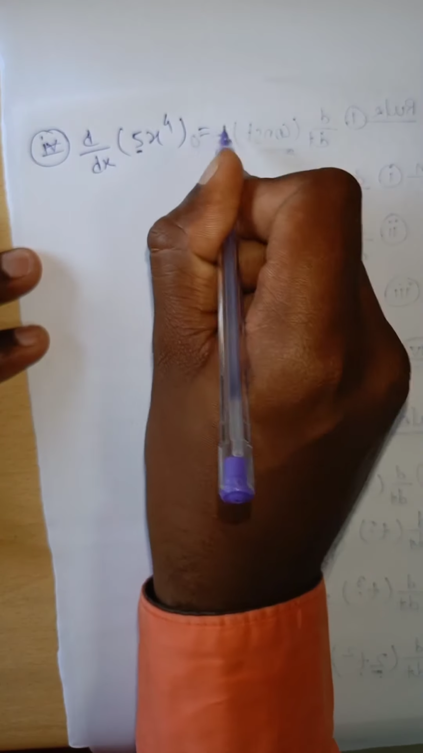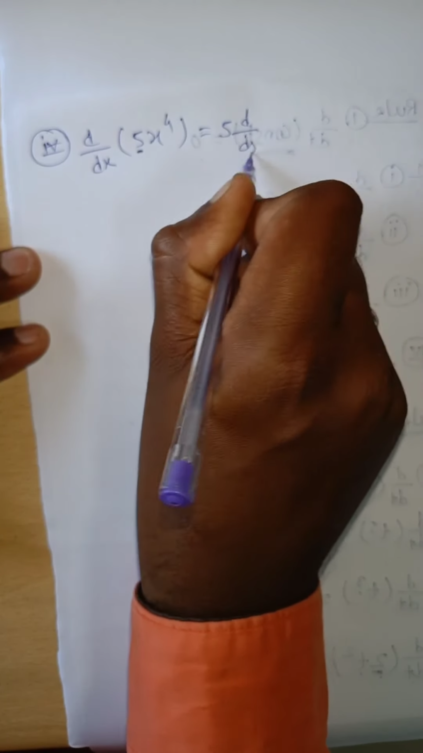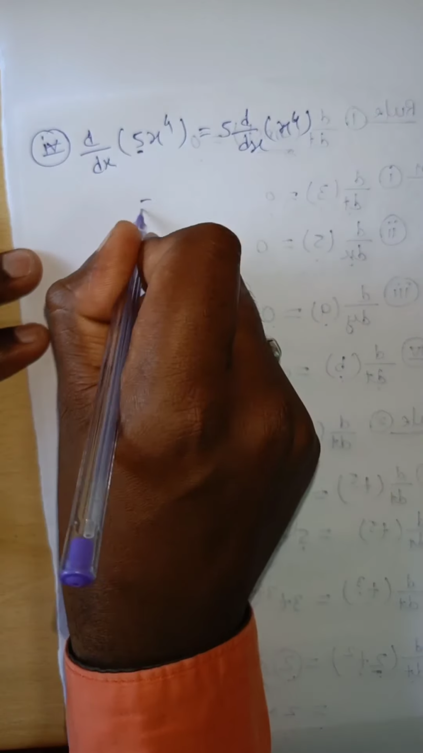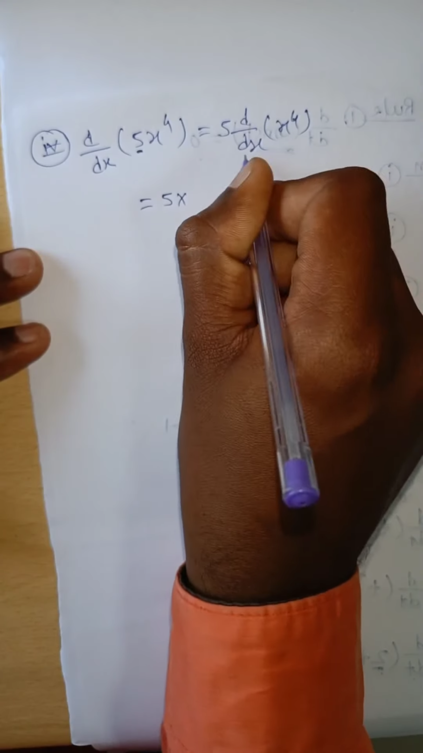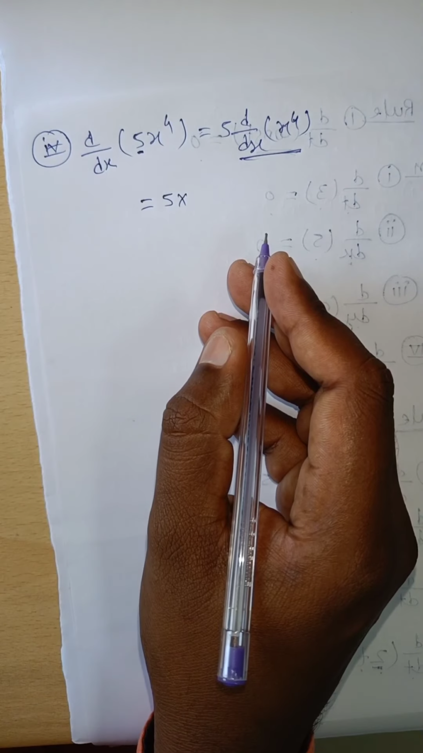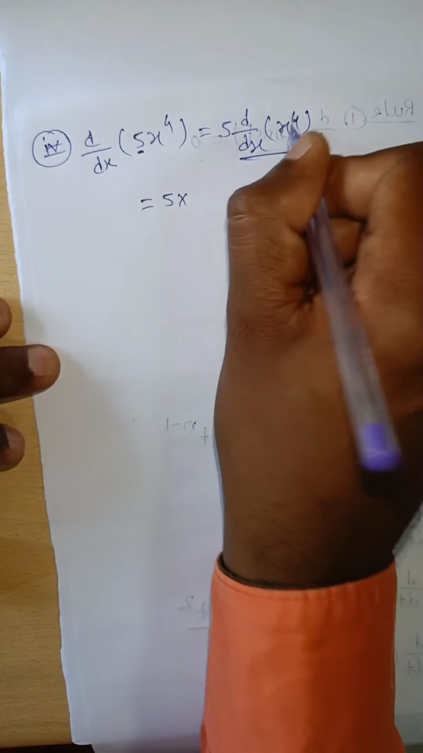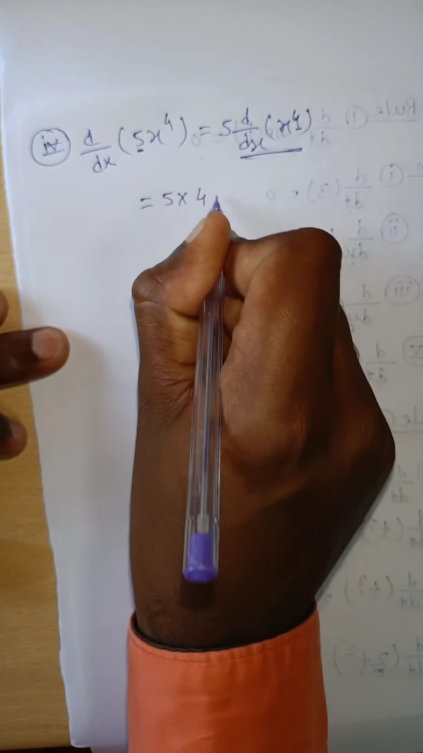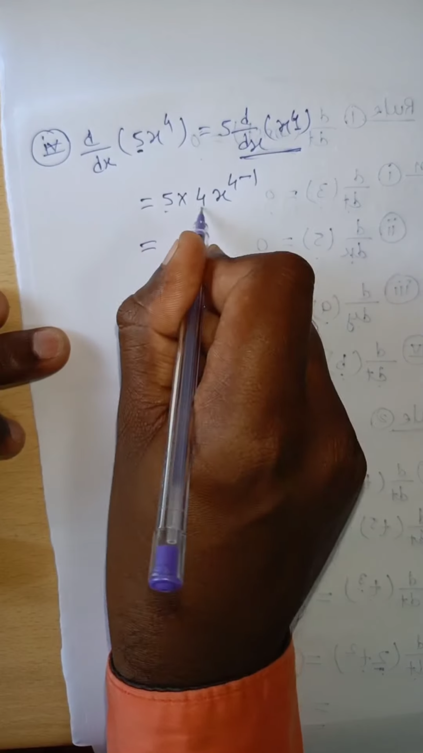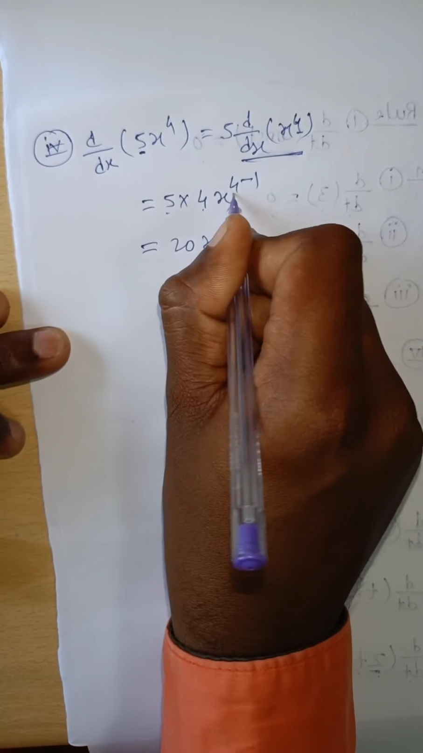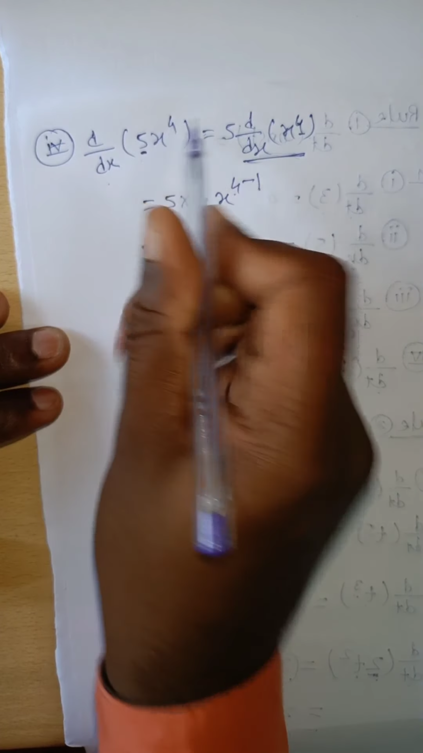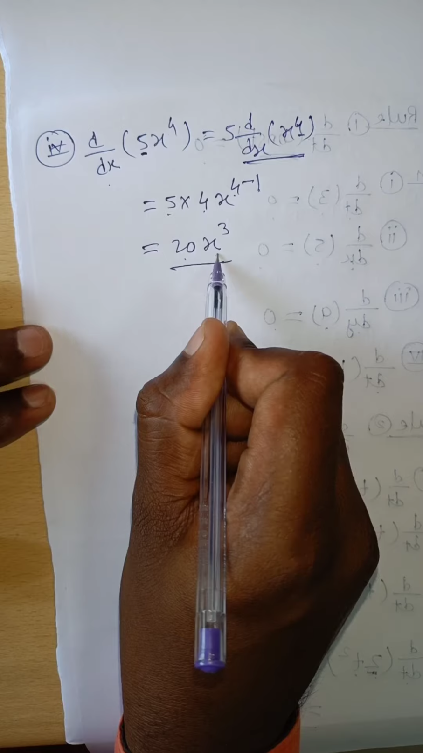Then we take 5 as common: 5 into d by dx of x to the power of 4. Okay, x to the power of n means n into x to the power of n minus 1. Here n is 4, so 4 into x to the power of 4 minus 1. Then 5 into 4 is 20, and x to the power of 4 minus 1 means 3. So d by dx of 5x to the power of 4 is 20x cube.